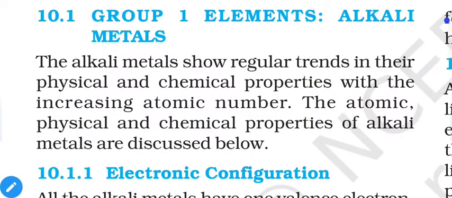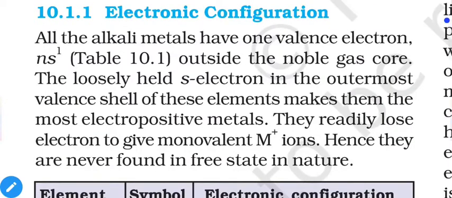Now let's talk about the properties of alkali metals. As we discussed, these metals contain one extra electron than a noble gas, and that's why the last electron is loosely held by the nucleus, and it is very easy to remove it.